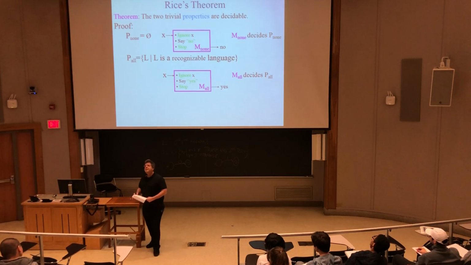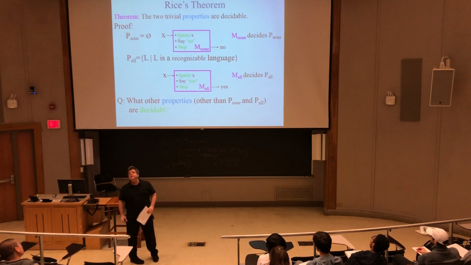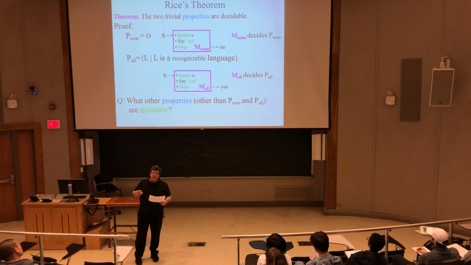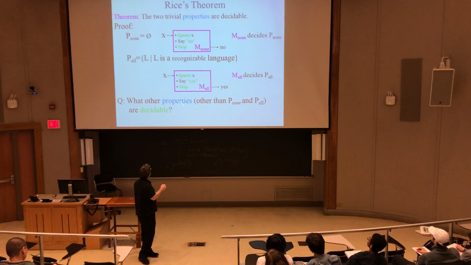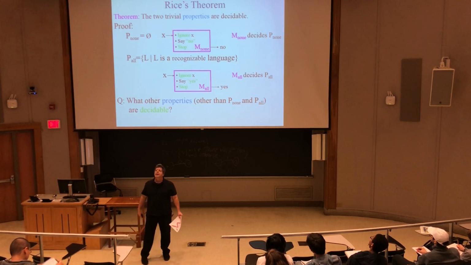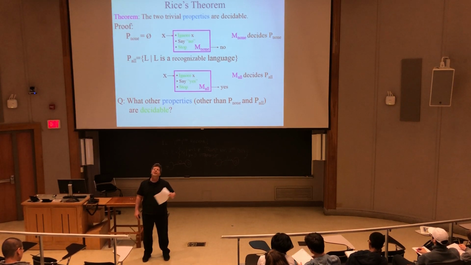Okay. So it's easy to decide these two trivial properties. The deep question is, what other properties, other than these two trivial ones, the property that contains none of the languages and the property that contains all the recognizable languages, which ones of the other ones are decidable? And there's an infinite number of other ones, right? How many see there's an infinity of other properties?